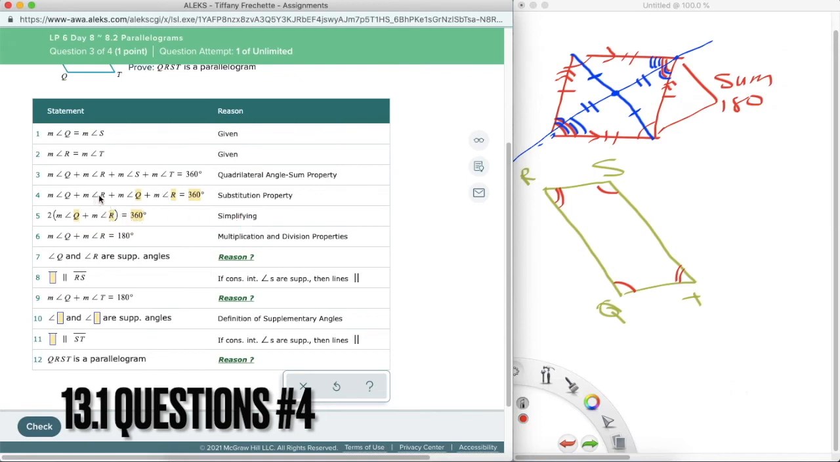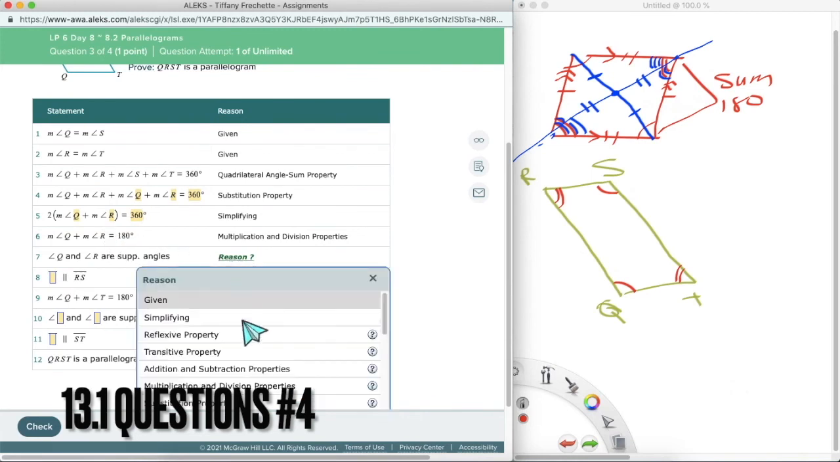And then from step 5 to step 6, we can see all of a sudden there's no more multiplied by 2 anymore, but now we have 180. So what they did is they used multiplication division properties, specifically division properties, and they divided both sides by 2. So that we just have angle Q and angle R equal 180 degrees. So now angle Q and angle R are supplementary angles. Well, if they add up to 180, that's just the definition of supplementary angles.